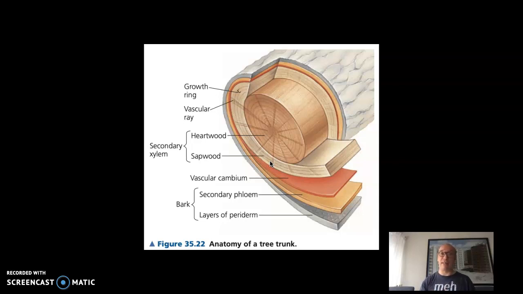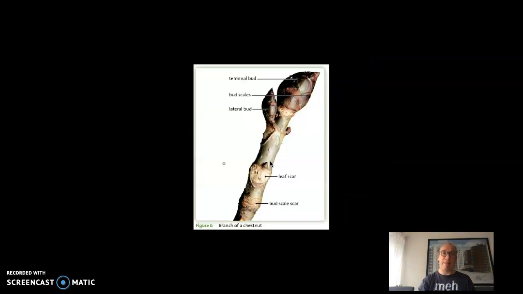And you can also count those annual rings to count how old a plant is. And not only can you see how old a plant is at the annual rings, you can also see it in the branches. This is a branch, and this is figure 6 in your book.